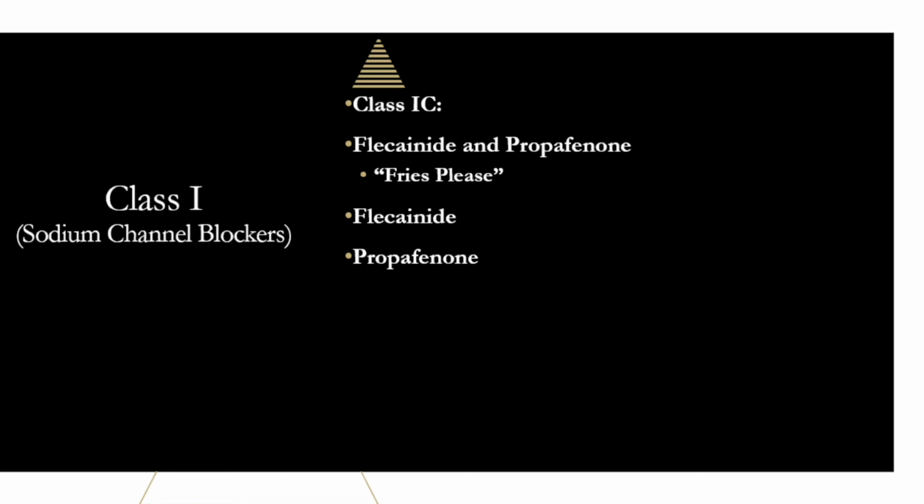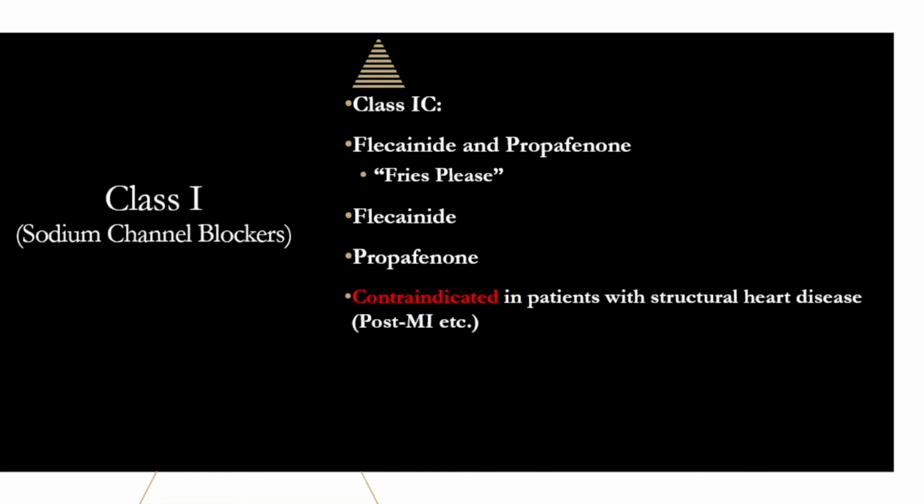So that's cool, but really the most important thing to know about this subclass and what I want you to remember is that these drugs are contraindicated in patients with structural heart disease, like post-MI. They are only to be used in patients with structurally normal hearts. Using these drugs in patients with structural heart disease, coronary artery disease, etc., can lead to sudden cardiac death. Quite the opposite of the class 1B drugs we just went over, where that was one of their primary indications. And it's a very easy test question.